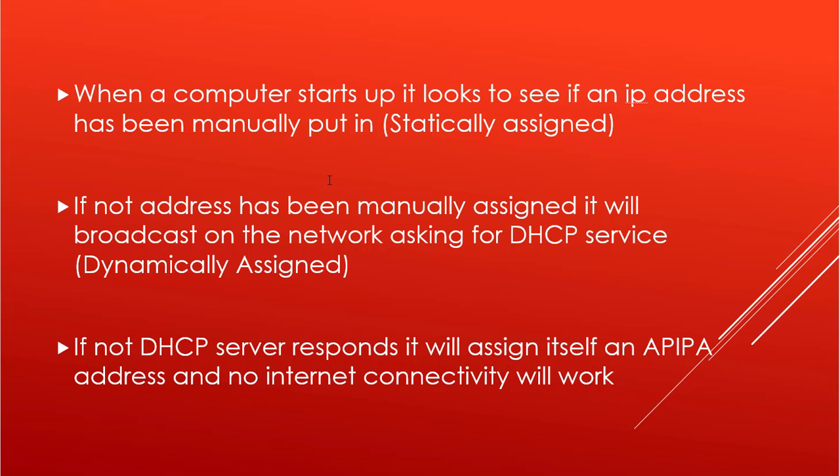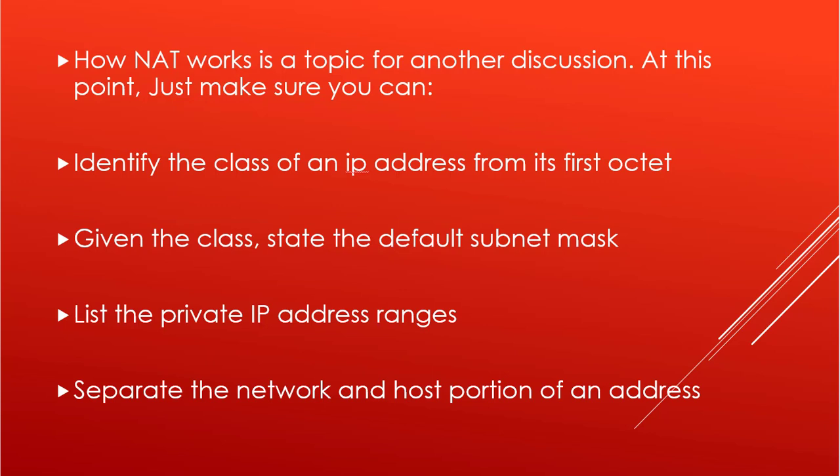So anytime you see a PC and you do an ipconfig and its address is 169.254 and it's a Windows PC, you know that it could not connect to anything. The DHCP server didn't give it an address. A regular address has not been assigned. So for some reason, that PC is not connecting on the network. All right, and remember, we talked about NAT, but NAT's a topic for another discussion.